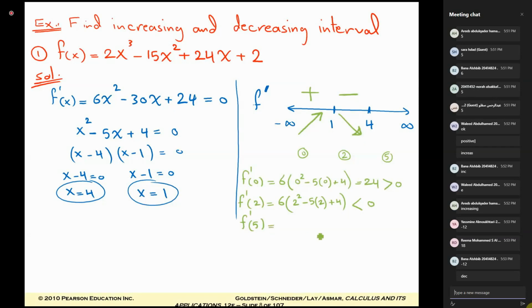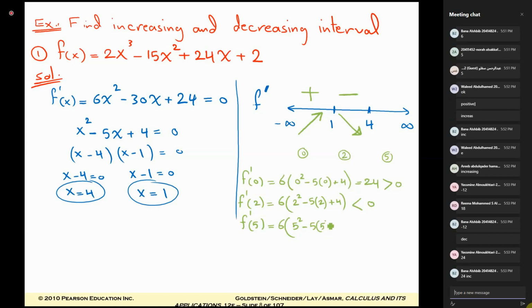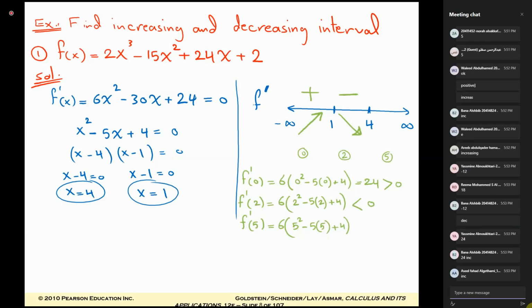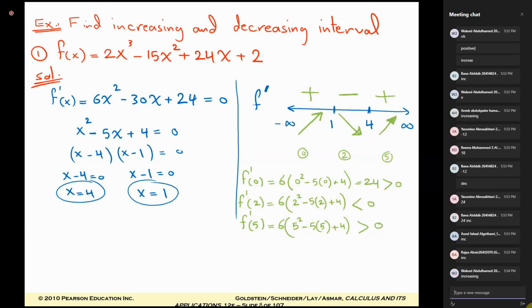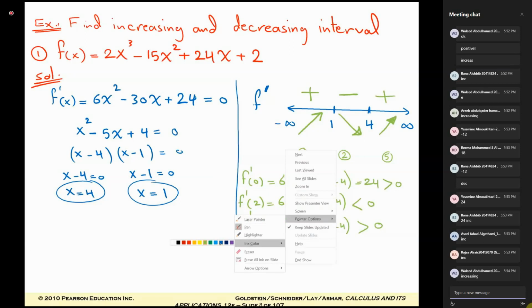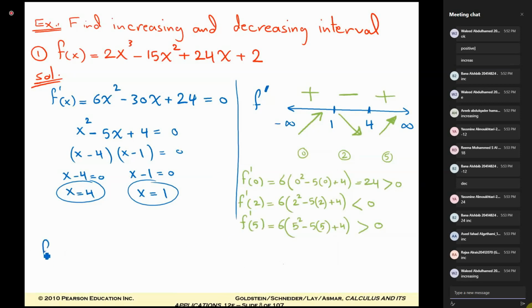Continue. 6 multiplied by 5 squared minus 5 multiplied by 5 plus 4. 5 squared minus 5 squared is 0, plus 4, 4. 4 multiplied by 6 is positive. So we have positive and increasing. From this direction we can conclude the following. We can conclude f of x.